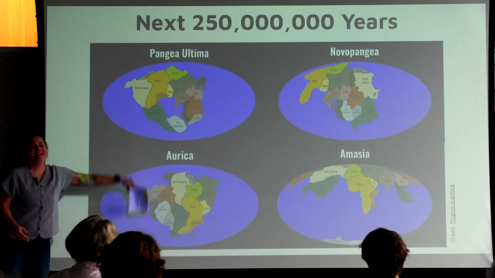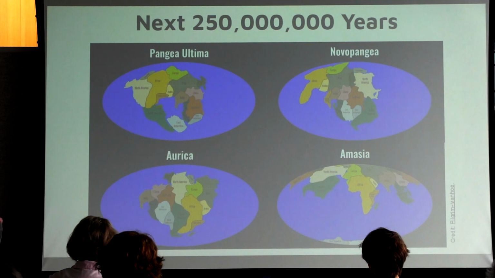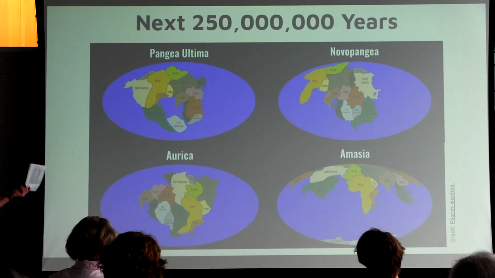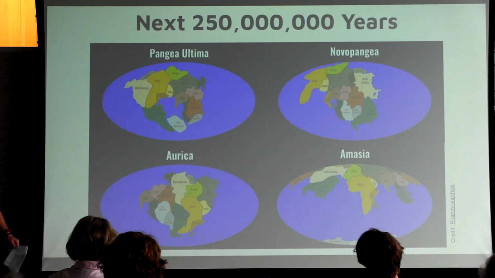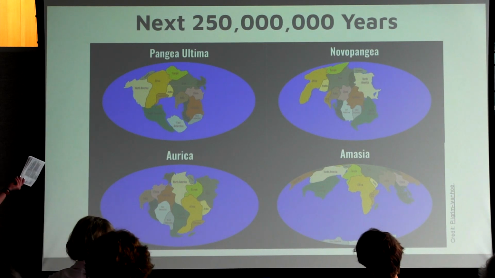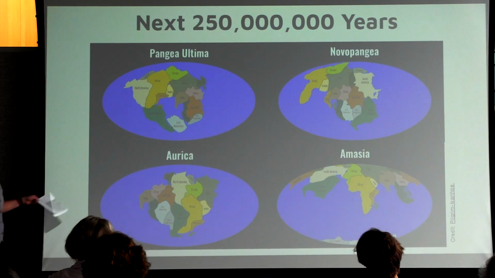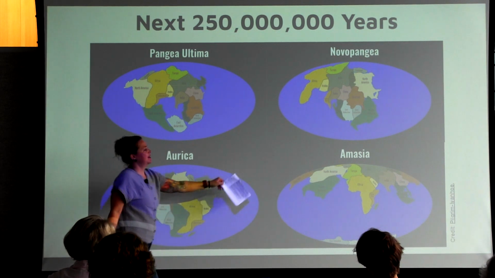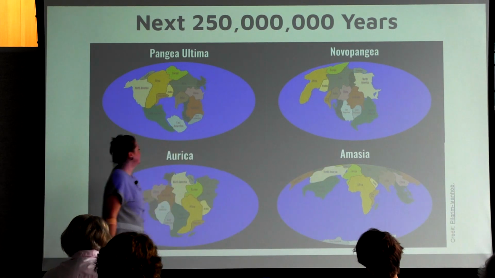But the reason why we know 250 million years from now we will have another supercontinent is because our supercontinent cycles go every 250 million years. Basically, since our planet has had land masses, every 250 million years, we have a different supercontinent. So 250 million years ago was Pangaea. So that's why a lot of these are like Pangaea Ultima, Novo-Pangaea, Amasia, America and Asia coming together.